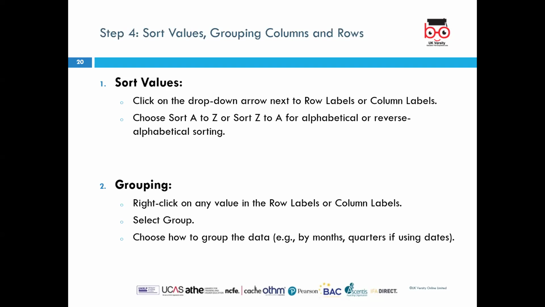Step 4, we're now going to sort and group our value columns and rows. To sort, we click on our drop-down arrow next to the row label or column label, and we can sort alphabetically, which is from A to Z. For grouping, right-click on the value, and we can now group them.